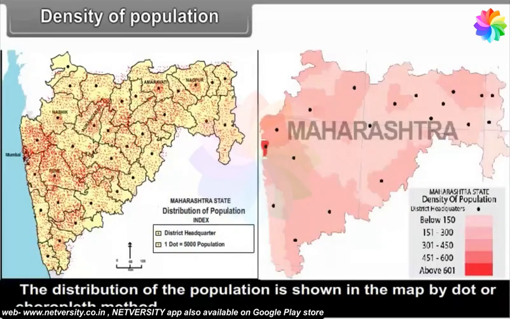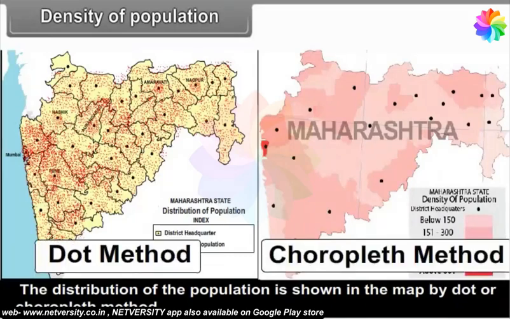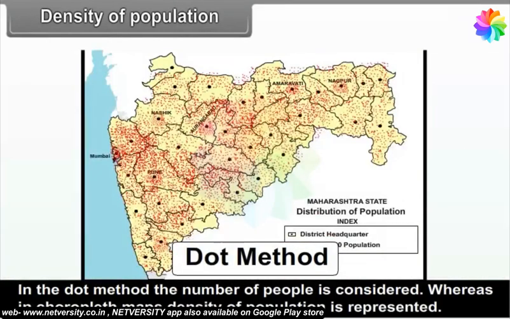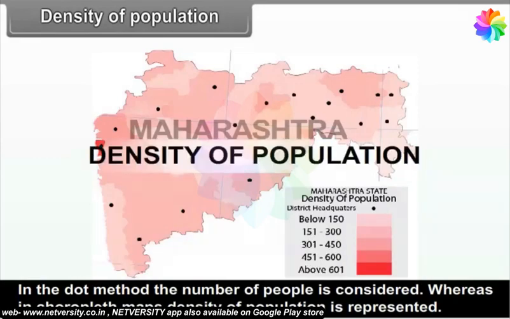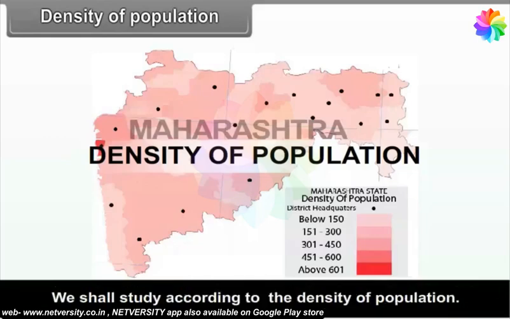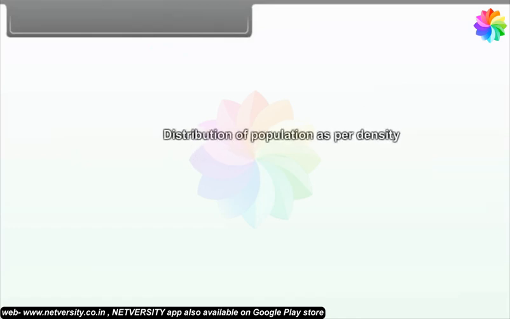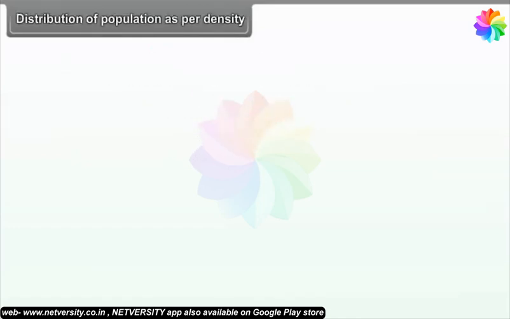The distribution of the population is shown in the map by dot or the choropleth method. In the dot method, the number of people is considered, whereas in choropleth maps, density of population is represented. We shall study according to the density of population. 7.1.2 Distribution of population as per density.